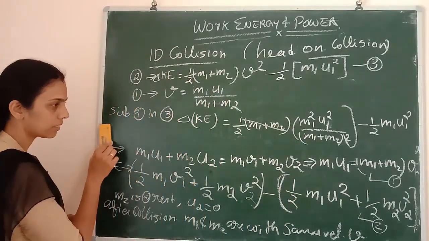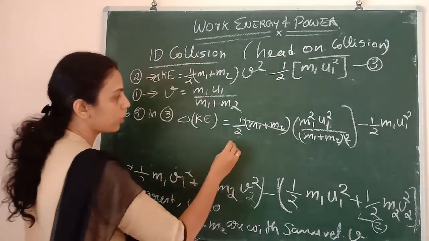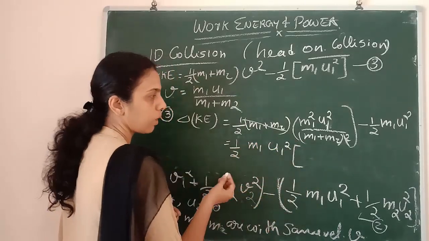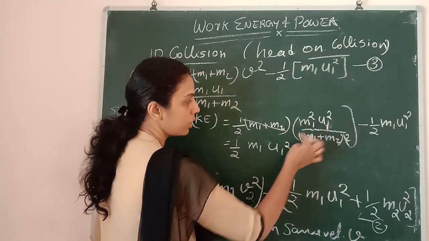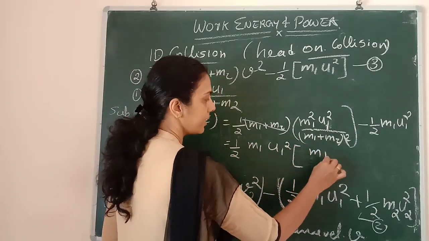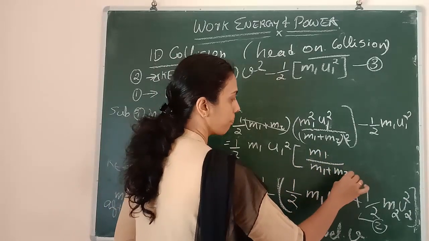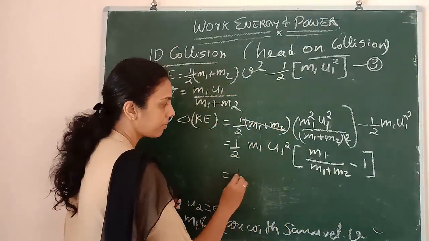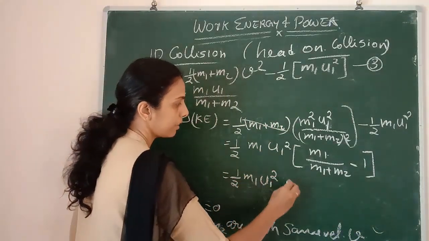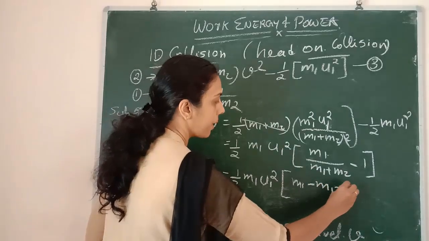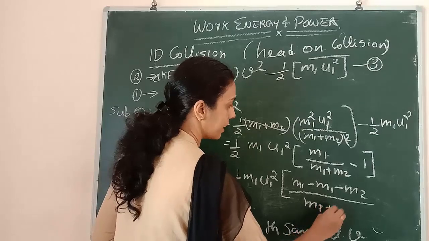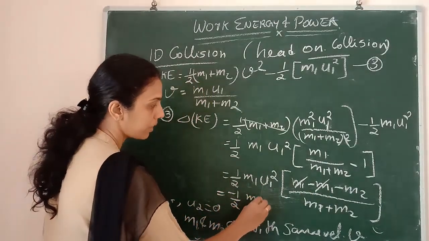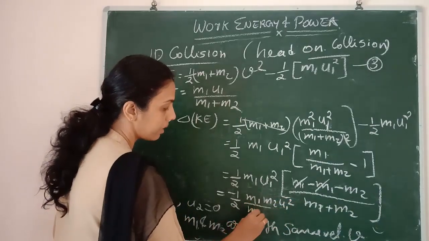I am changing this equation: half m1 u1 square I am taking outside. So I will get the rest as m1 divided by (m1 plus m2) minus 1. While solving, I get half m1 u1 square into (m1 minus m1 minus m2) divided by (m1 plus m2). So m1 will get cancelled, and I will get minus half m1 m2 u1 square divided by (m1 plus m2).